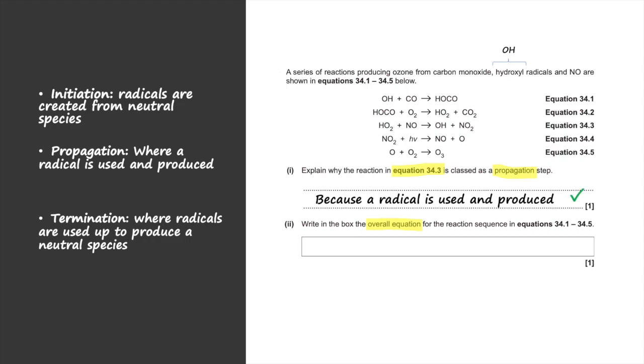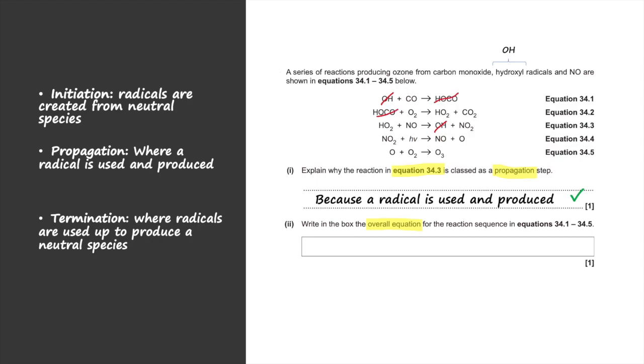The second part of the question asks you to write the overall equation for the reaction sequence in the equations shown. For this, you have to look at the species in the reactant side of the equations and see what cancels out with the species in the product side. For example, in the reactant side of the equation, we've got a hydroxy radical. We've also got this in the product side, so these cancel out. In the reactant side of the equation, we've got an HOCO species. We also have this in the product side, so these cancel out as well.